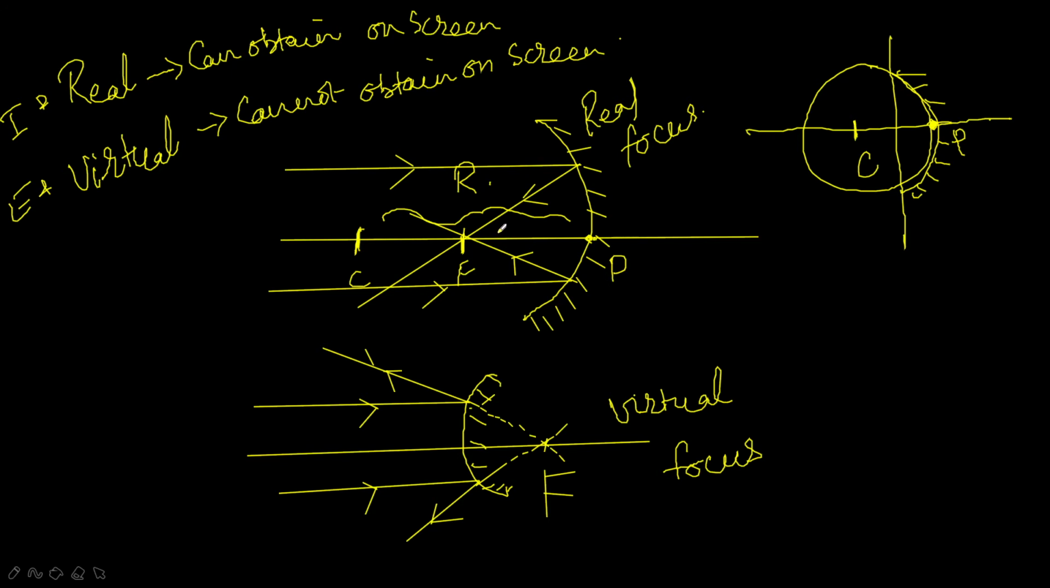Okay, that is called a real image. A virtual image is formed when two or more reflected rays appear to intersect at a point behind the mirror. Whenever they intersect behind the mirror, it is called a virtual image. Real images can form on a screen, virtual images cannot. Real images are always inverted, virtual images are always erect. These are the points which you need to remember.